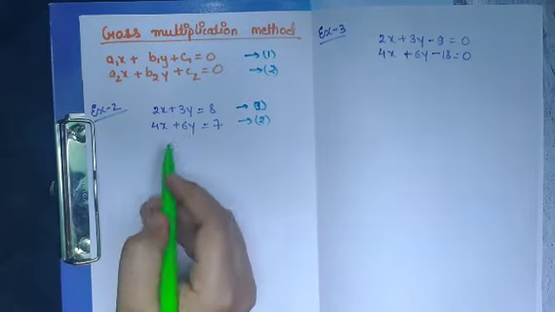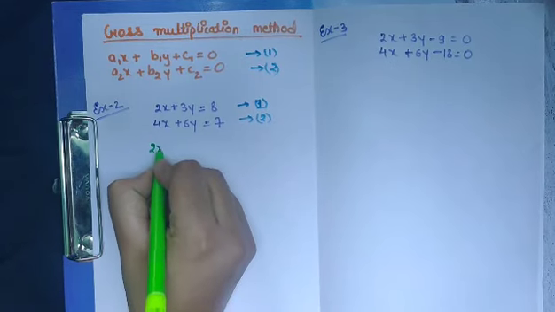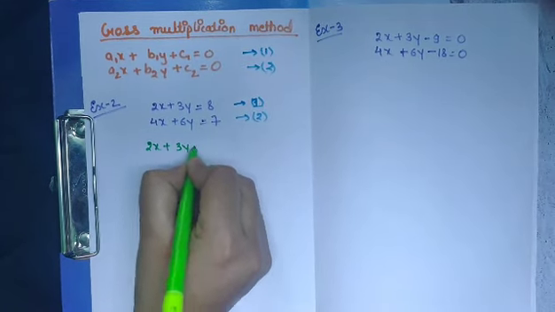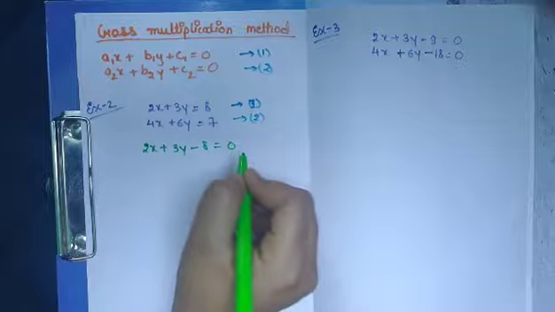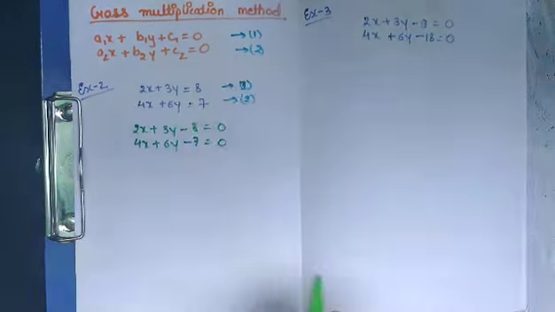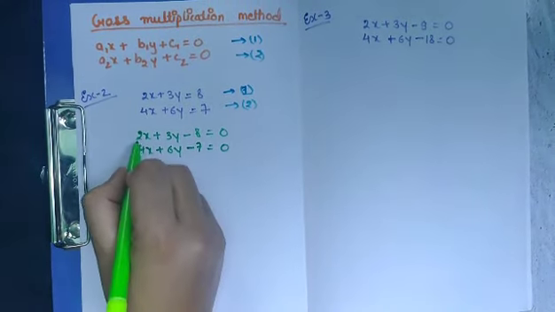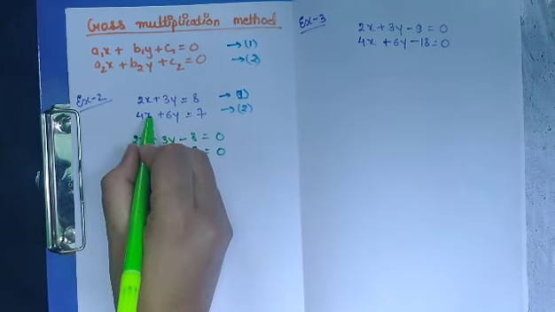Next example. First, write this equation in standard form. So 2x plus 3y minus 8 equals 0 and 4x plus 6y minus 7 equals 0. Okay, so these are the standard forms of these equations.